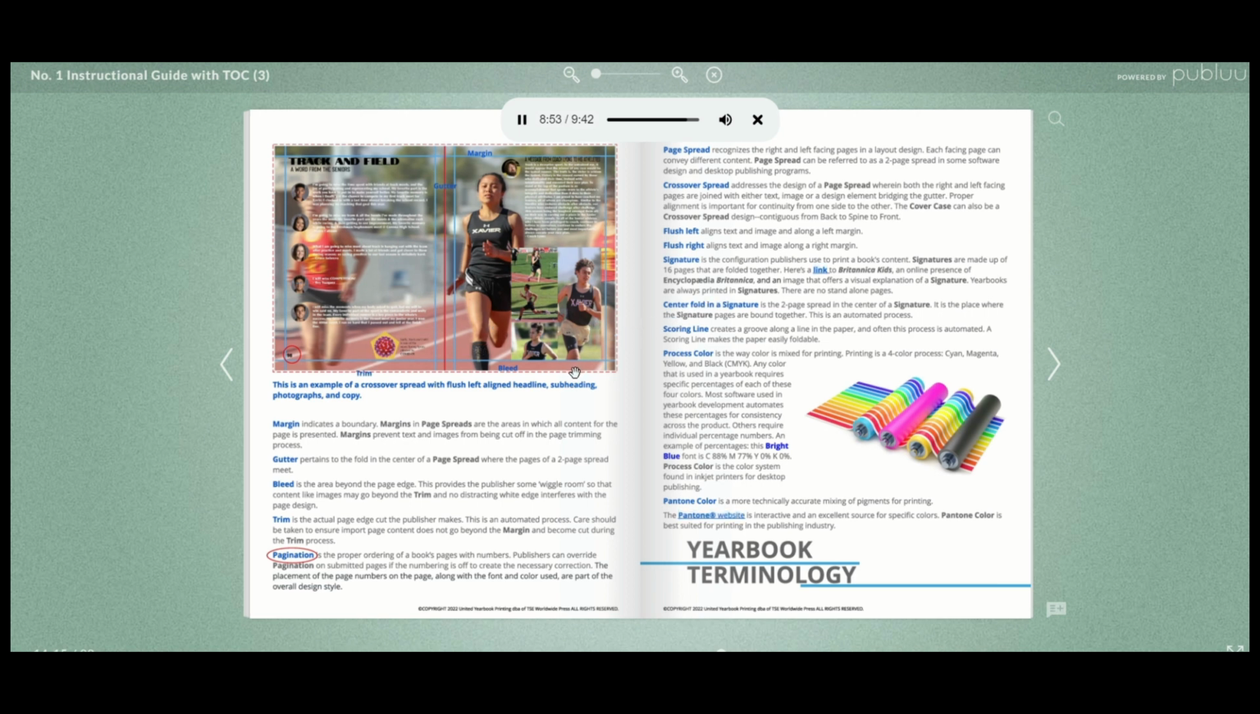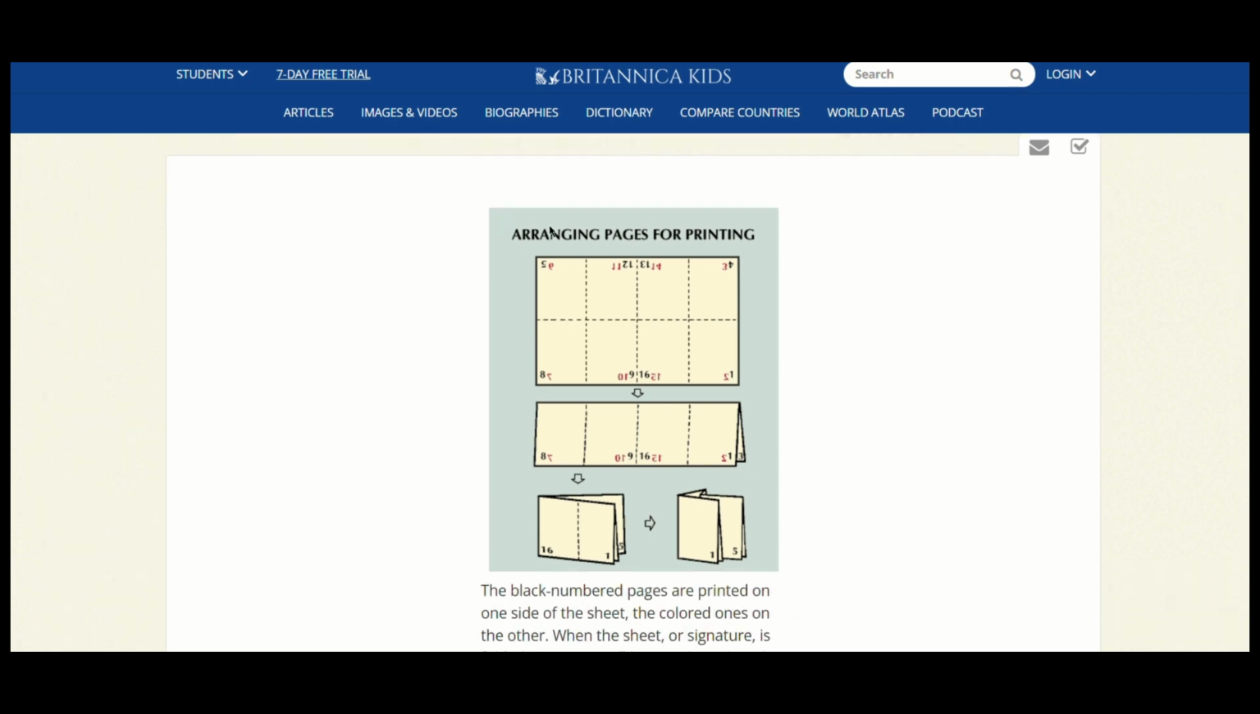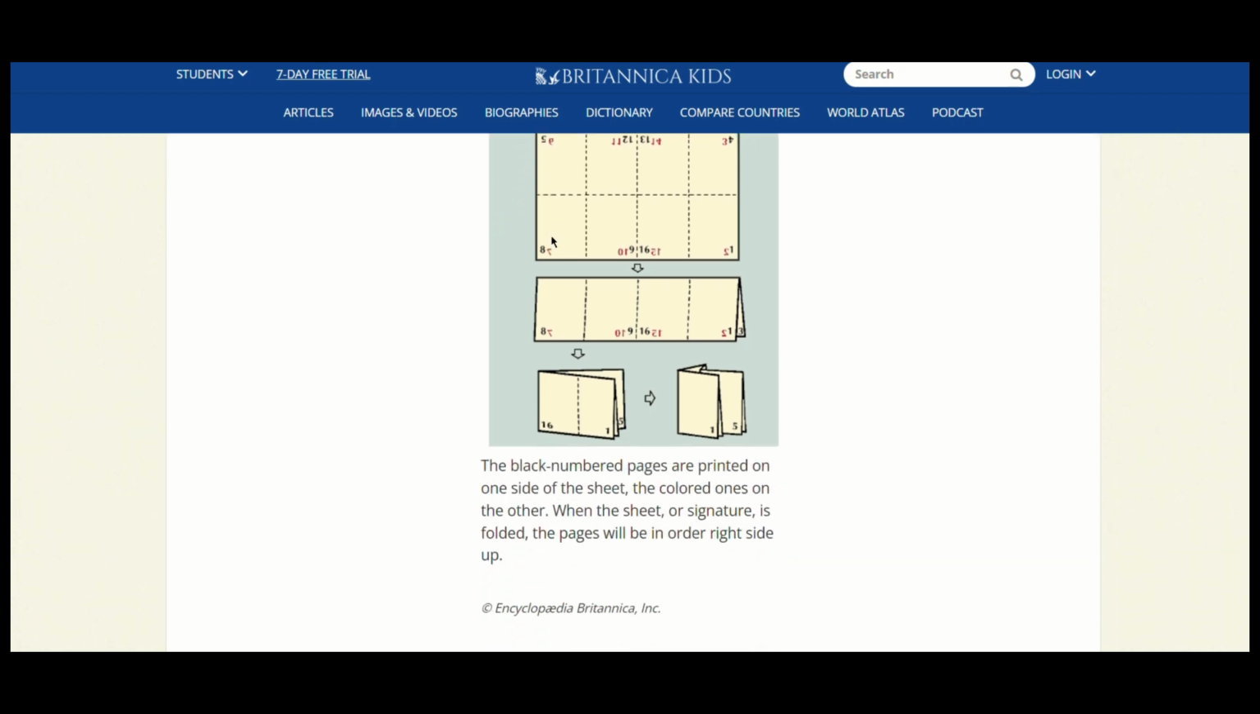On this final page of terminology, we have a couple of resources linked. One of them is the Britannica Kids Visual Explanation of a Signature. As you can see, yearbooks are always printed in signatures. There are no standalone pages.